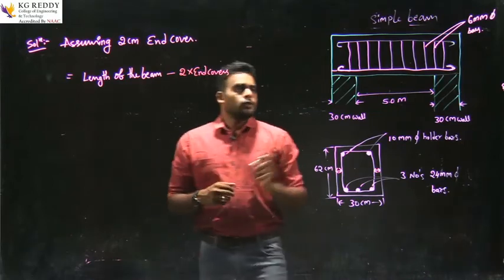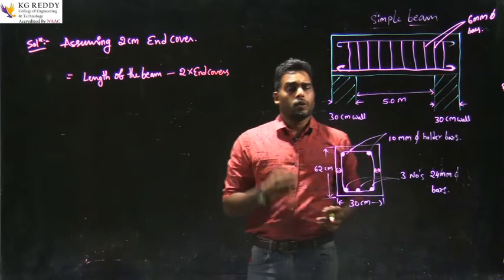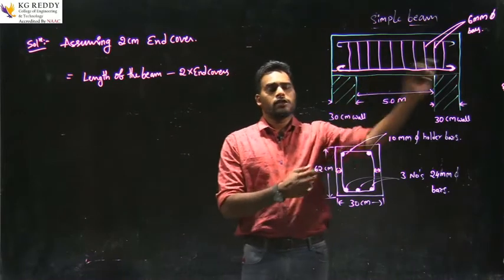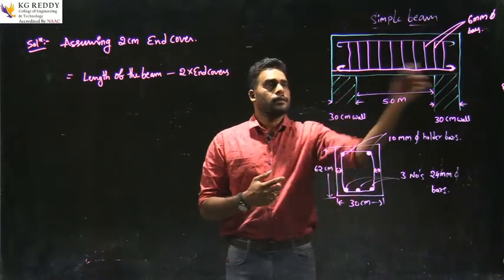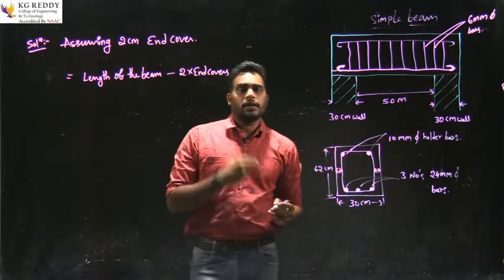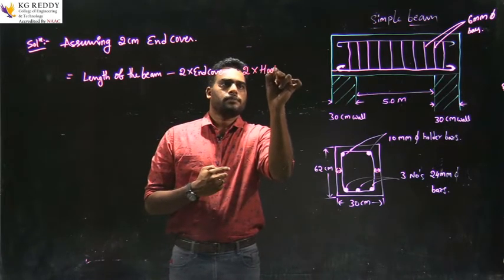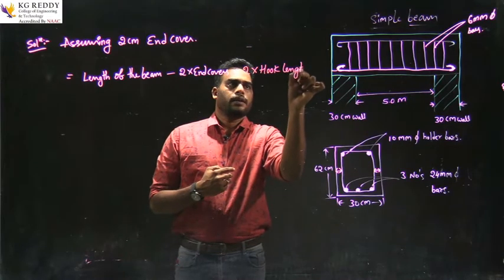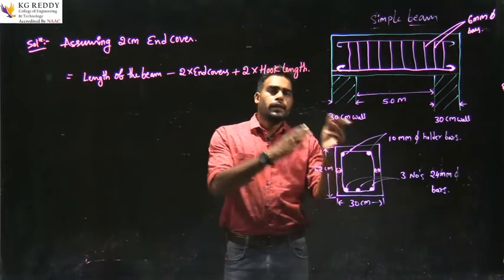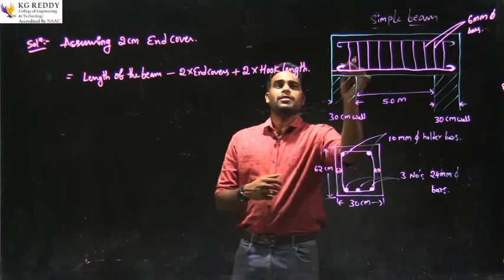Now this is called the hook, the hook length. We need to add this hook length to find out the total length of this bar. How many hooks are there in this bar? This is one hook, and this is another hook. So there are two hooks. That's why we will add 2 into hook length. We need to substitute all the values in this equation, and automatically we will get the total length of this bar.